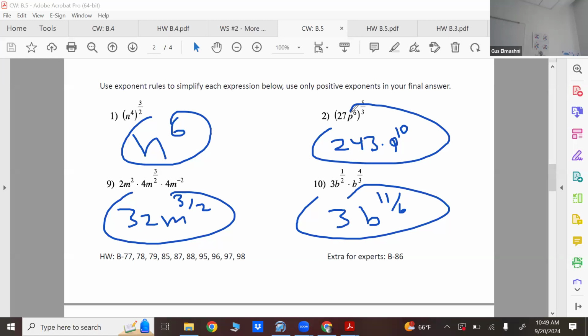Okay, so I know Jasmine, you're helping them out. N6. Okay, the only thing you have to do, you have to do 27 raised to the ninth. You have to do this. And this is good. You got that. Okay, so everything looks good except for that. 27 raised to 5/3.